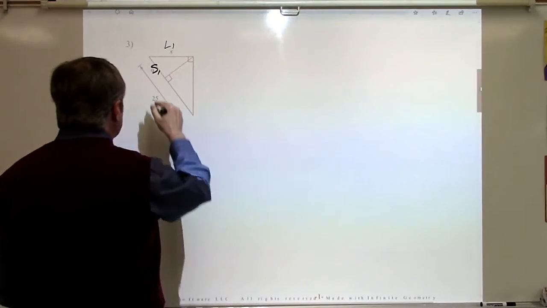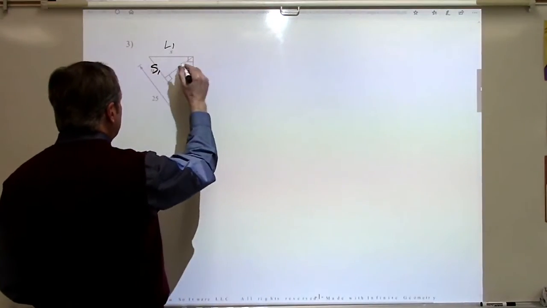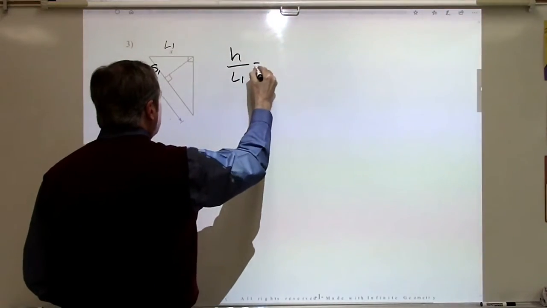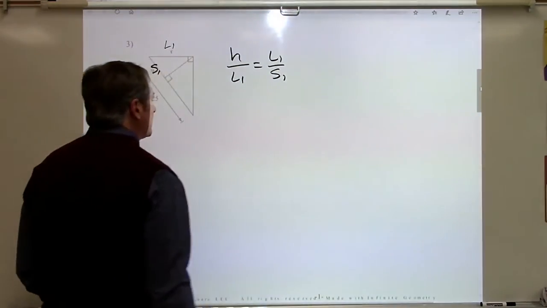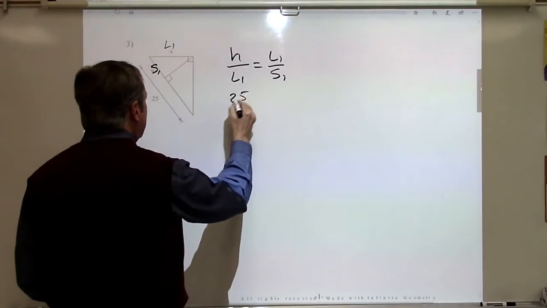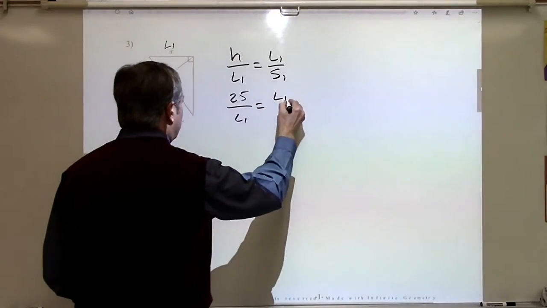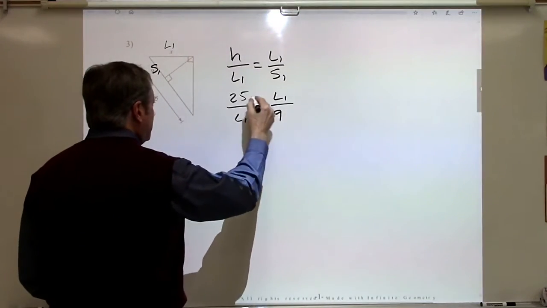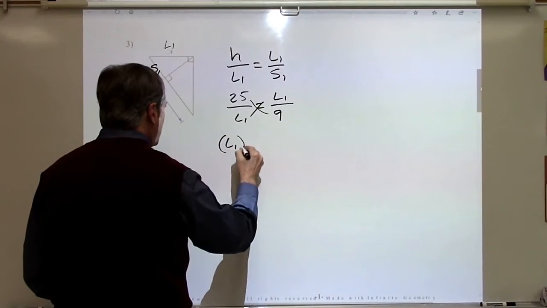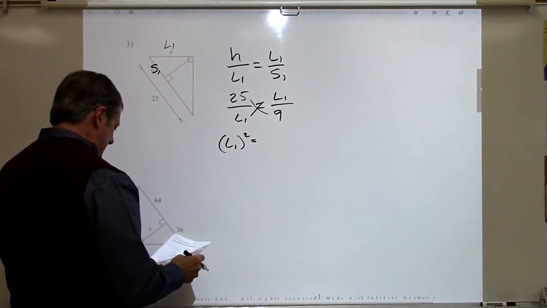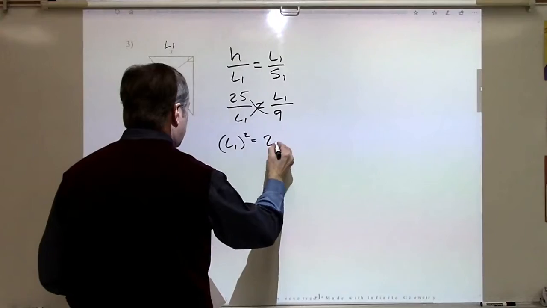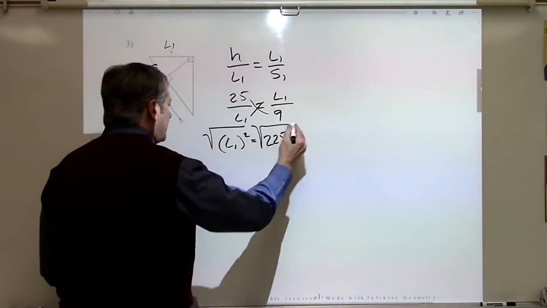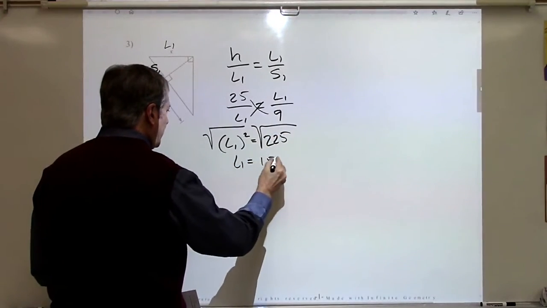So let's go for it. The leg formula has the hypotenuse. In fact, let me write it down one more time. So the hypotenuse is 25 compared to leg 1 will be the same proportion as leg 1 compared to its segment of 9. Cross multiplying, we get leg 1 squared, 25 times 9 turns out to be 225. And you take the square root of both sides, and leg 1 is 15.